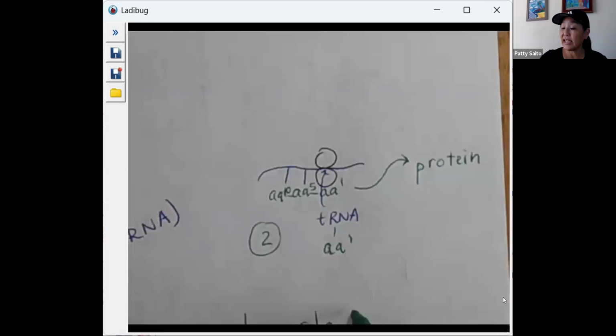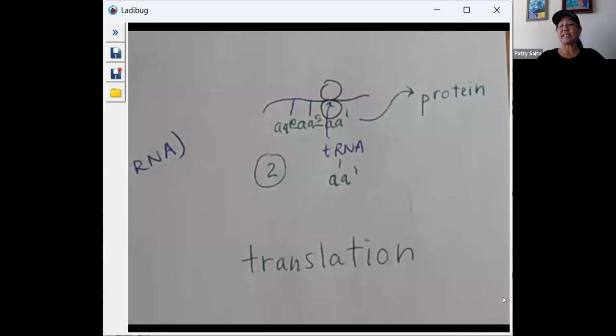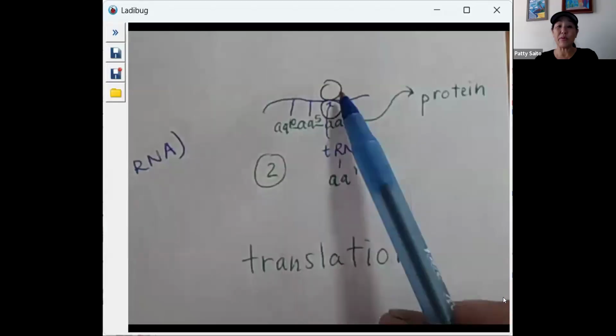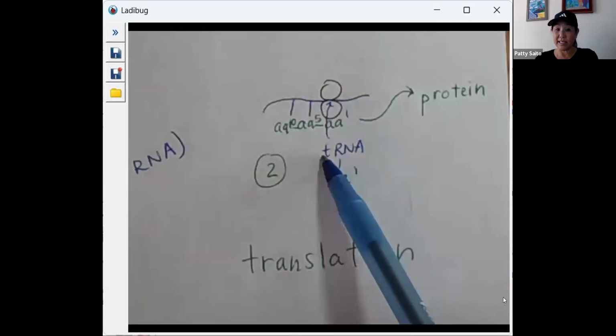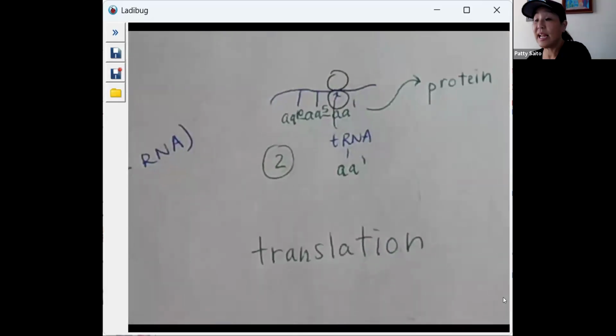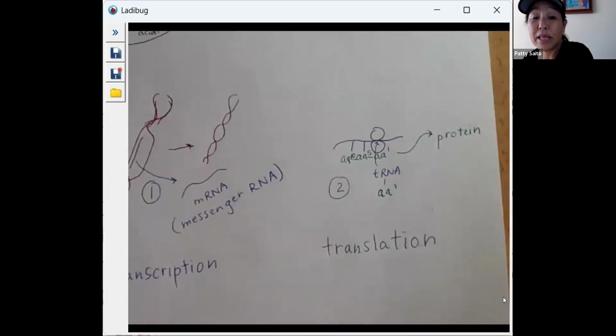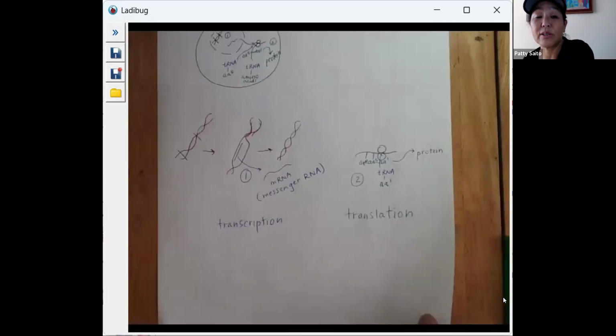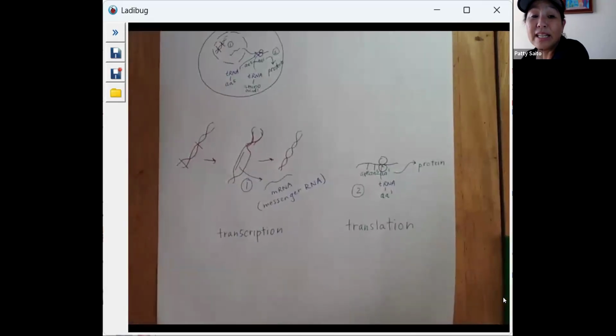Now, when you translate or you use a translator, what is that person doing? It's changing the language, all right? A translator changes the language. And what did we do here? We went from a language of nucleotides and we changed it to the language of amino acids, which is the protein language. All right, and that's the difference between transcription and translation. But the whole process of transcription and translation is to make a protein.